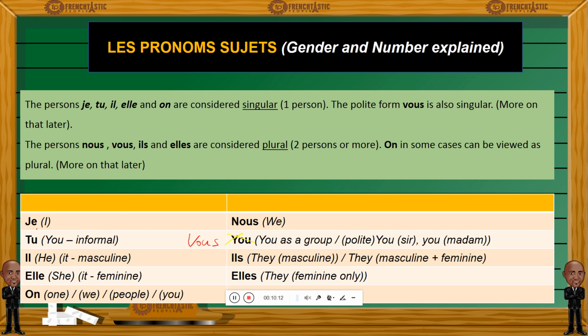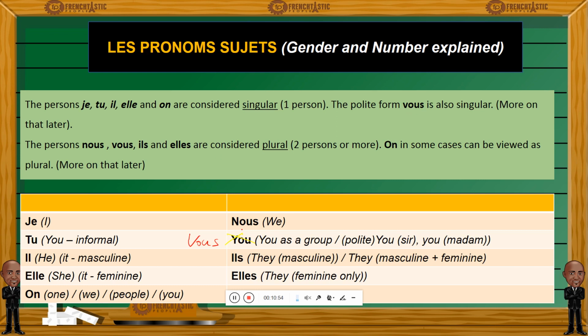What can we say about those subject pronouns individually? Well, je, tu, il, elle, and on are considered singular. That's why they are here in this column on the left. They are considered singular. Okay, so just one person, no more than one person. Now, the polite form vous, because vous means you, could also mean you, but for a singular person. It's a polite form of you. So vous is singular at times whenever you use it in the polite form. It's a polite form of address. And we will say a little more about vous in a future lesson.